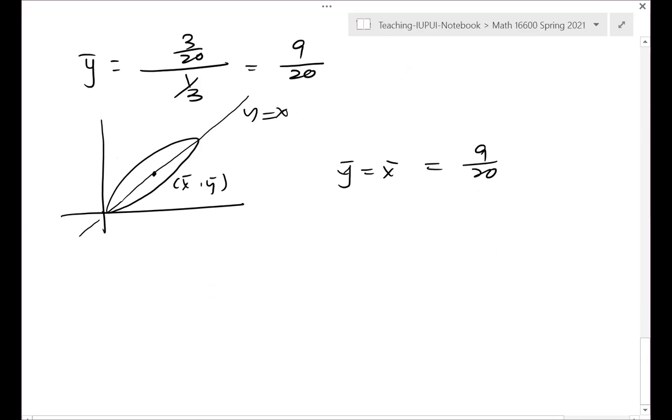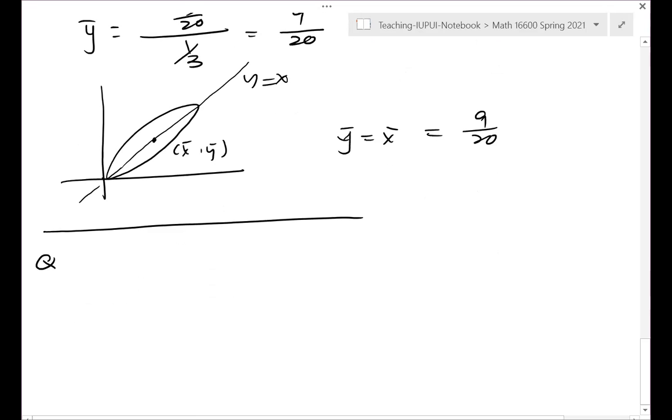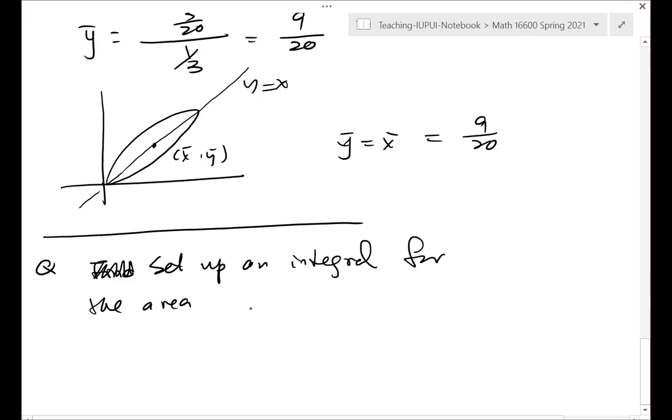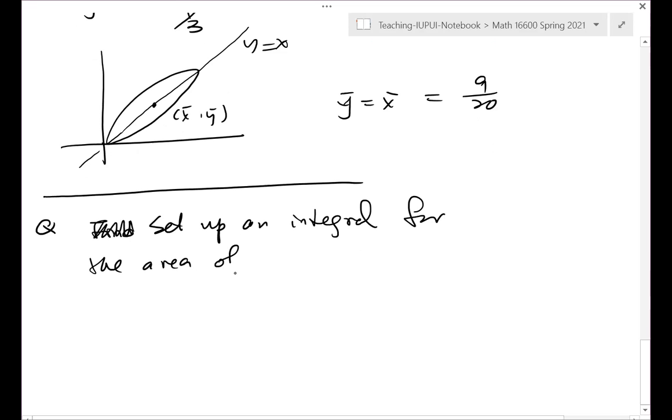Now, I think the difficult part is the area of the surface and the length of the curve. It's a little bit more challenging because not everybody knows how to set up the integral correctly. There's no way you can copy it from the book. So let me do the standard one. I just want to set up an integral for the area of the surface.